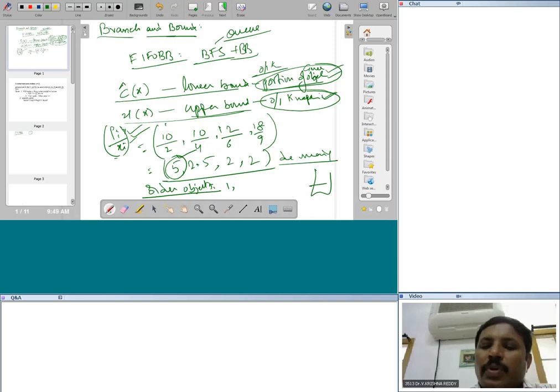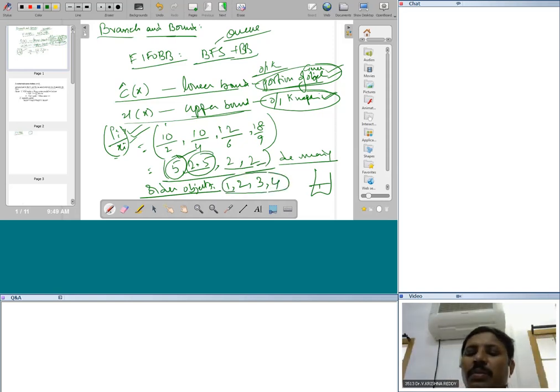Next, what is the next maximum? Next maximum is 2.5. Next, 3 and 4 are the same, so any one we can select and place into the knapsack. So the order of the objects for the greedy method to get the optimal solution, meaning maximum profit, which objects you have to take first and which last, is nothing but 1, 2, 3, 4.